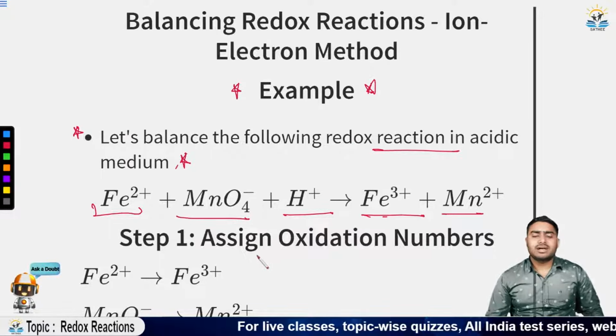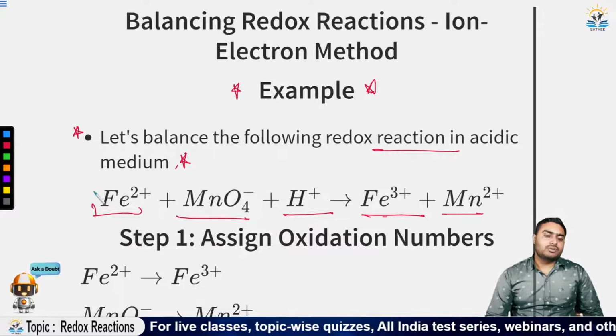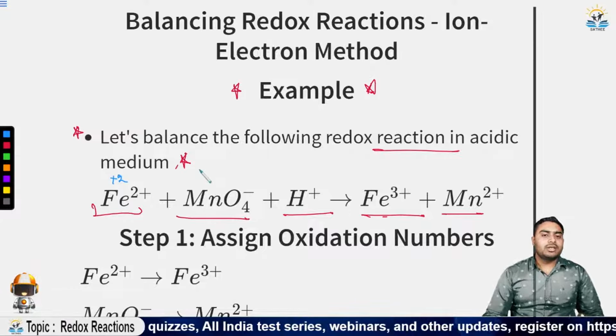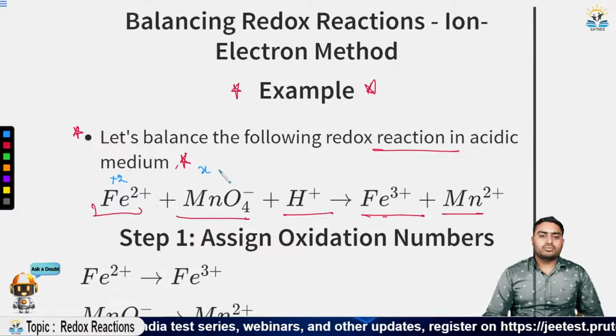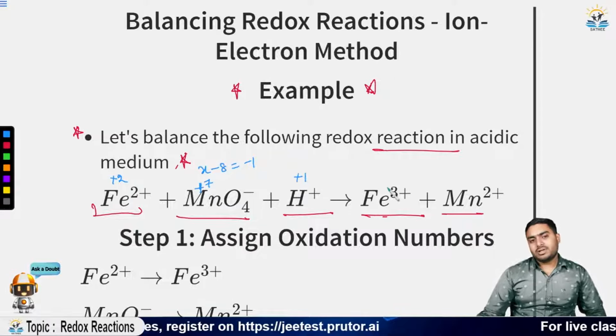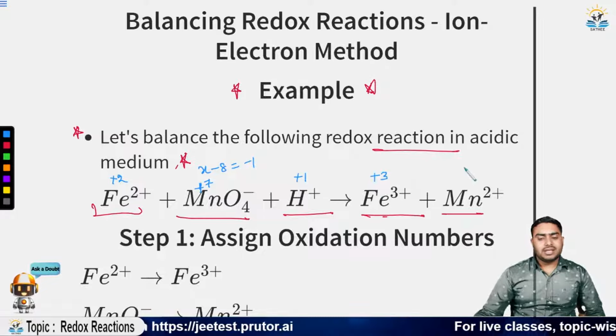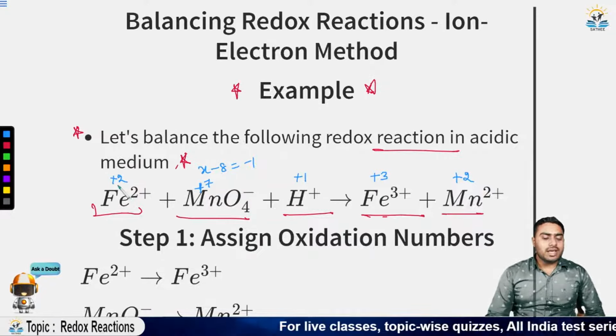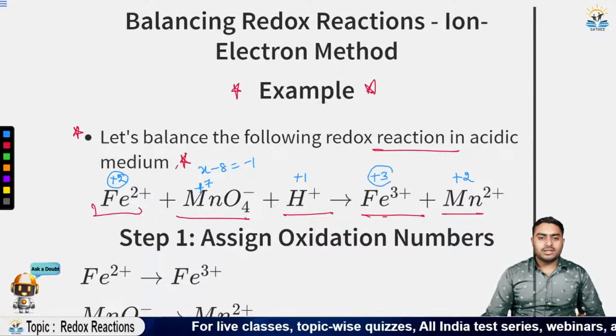First step is what? Assign oxidation number. So you can see this is a monoatomic ion, so plus 2. For Mn, you can assume x minus 2 times 4, that is minus 8, equal to minus 1, it comes out to be plus 7. For hydrogen it will be plus 1, for Fe it will be plus 3, for Mn it will be plus 2.